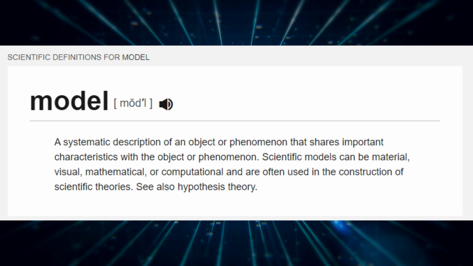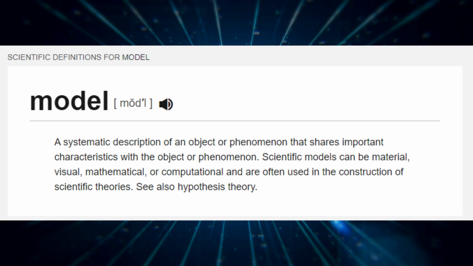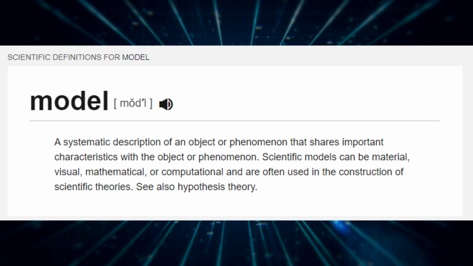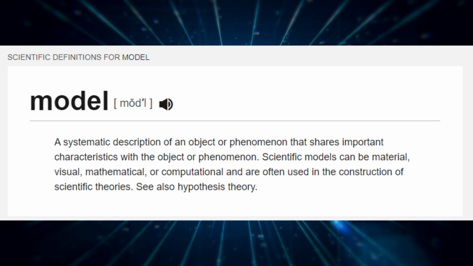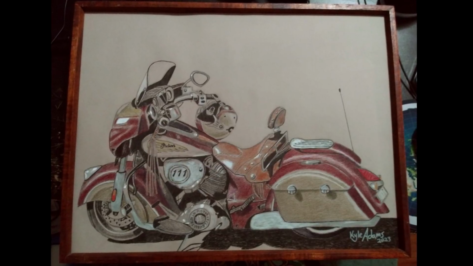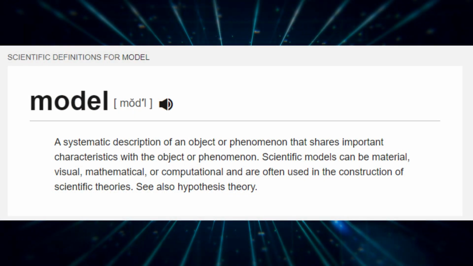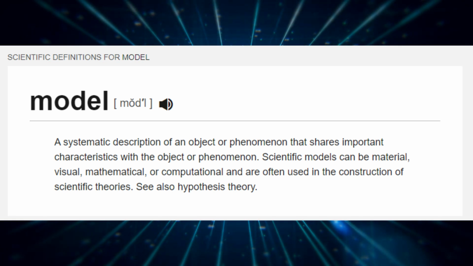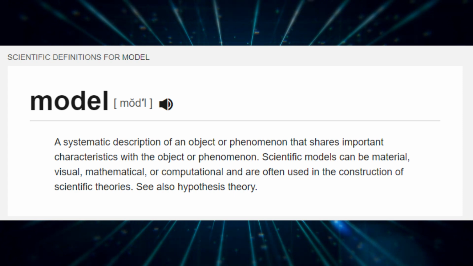Okay, a model is defined as a systematic description of an object or phenomena that shares important characteristics with the object or phenomena. It's like a painting. There's reality, the thing that you're observing, and then there's how you're choosing to portray it on your paper as you're painting, or drawing in this case. It is a description of something that is observed. Scientific models can be material, visual, mathematical, or computational, and are often used in the construction of scientific theories.